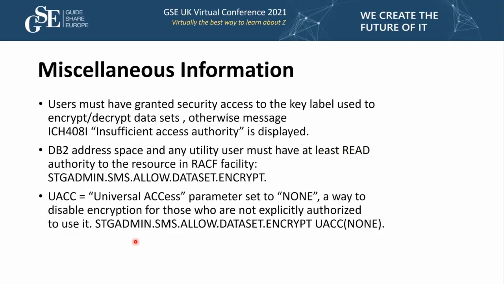Here is some miscellaneous information I thought could be useful. Users must have guaranteed security access to the key label used to encrypt and decrypt datasets. Otherwise, an insufficient access authority message is displayed. The Db2 address space and any utility user must have at least read authority to the resource in the RACF facility class. You can set the universal access parameter to none, a way to disable encryption for those who are not explicitly authorized to use it.